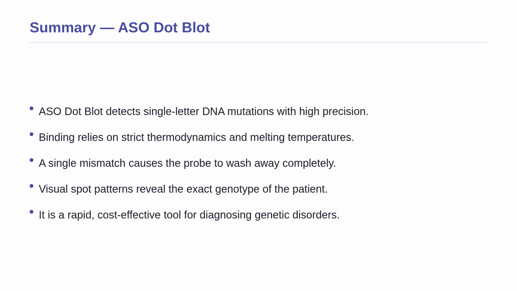We have covered a lot of ground today, so let us summarize the key takeaways. The allele-specific oligonucleotide dot blot is essentially a highly precise molecular magnifying glass used to detect single-letter changes in DNA. We learned that its accuracy relies on the strict rules of DNA base pairing and thermodynamics, where even a single mismatch causes the probe to wash away completely. By calculating the exact melting temperature, we ensure perfect binding.